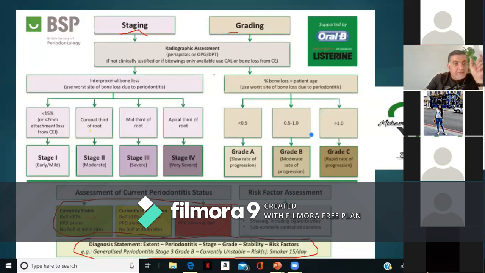Where can we read about Rumford teeth? It is on the periodontal and BSP website. I will post it. I will send everything. Thank you, Dr. Mohamed. Dr. Wayne, it will be stable.